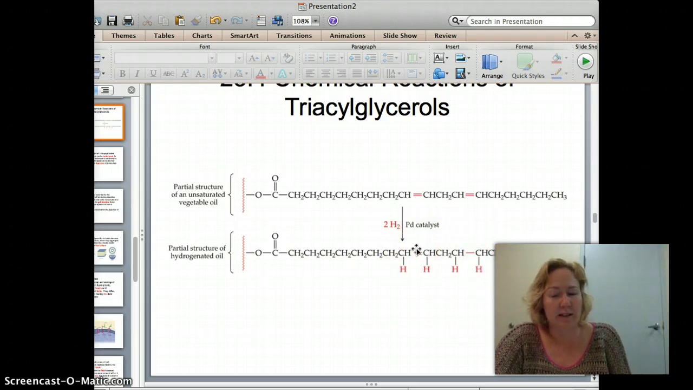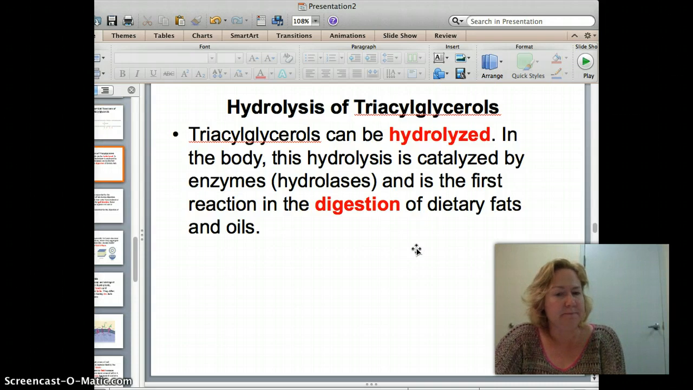It's not actually that easy. I'm not asking you for the chemical reaction. I'm just telling you that hydrogenation is adding hydrogens. It's easier to remember than all the G words.